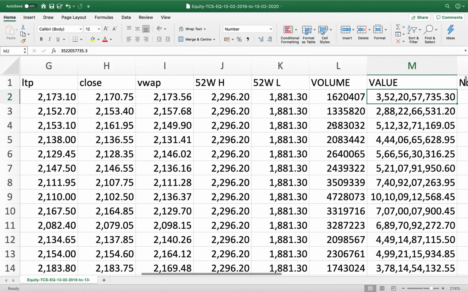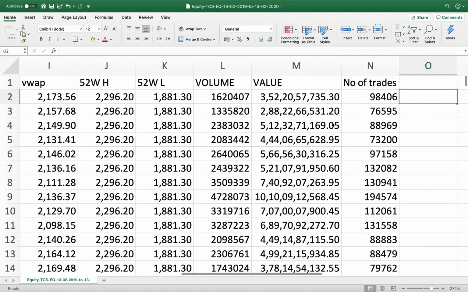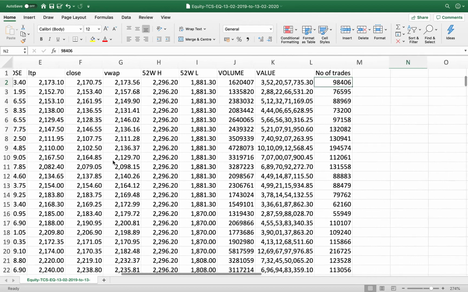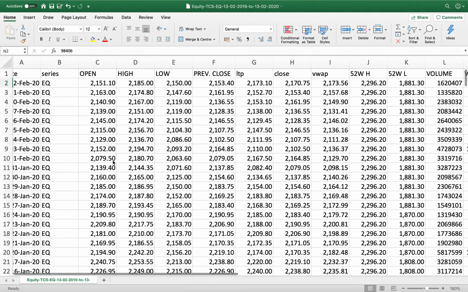Then they show you the volume and the value. Volume is the number of shares which has been traded, and value is the value. So if you multiply this by the close price, probably this is the number you will get. That's the value. The number of trades is something which they explain to you as well. In our technical analysis classes, we will use all this information, and that's why I have downloaded this sheet.